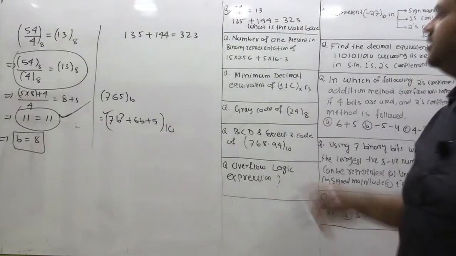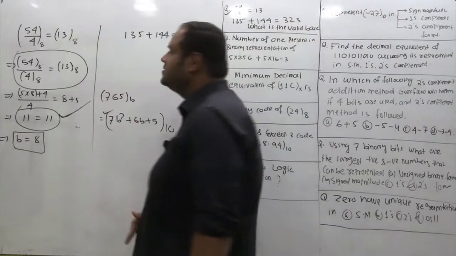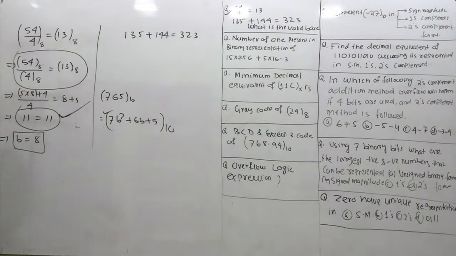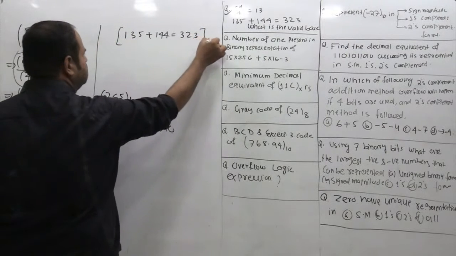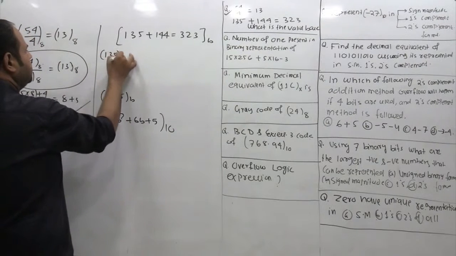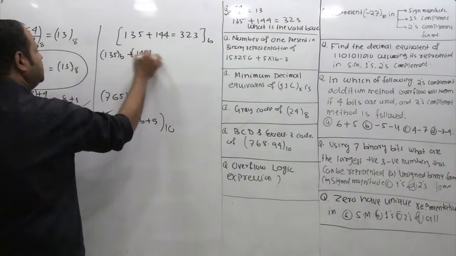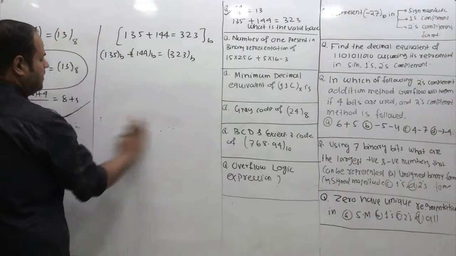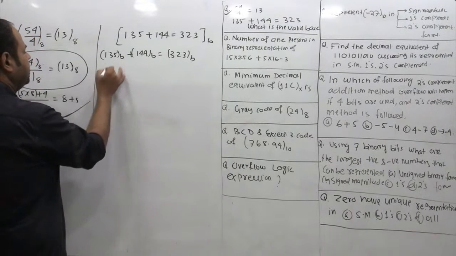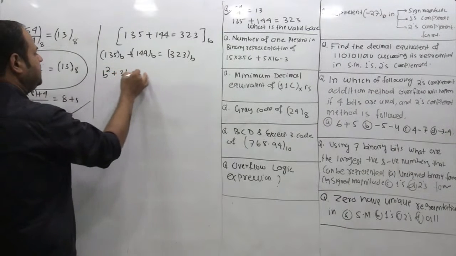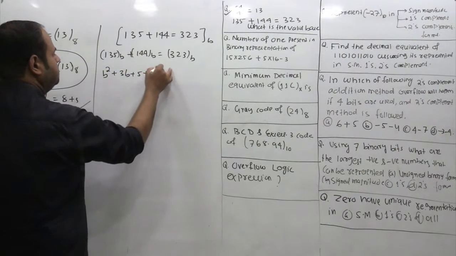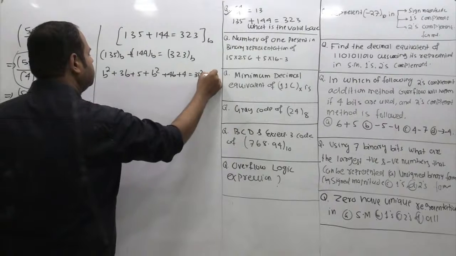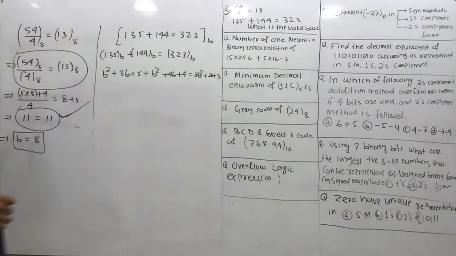Now I hope you understood this, and let us try to solve this question as well. This is also a similar model. This entire thing is in base B, you can assume. So I can equivalently write this as 135 base B plus 144 base B is equal to 323 base B. So again, if I convert this into base 10 format, how much will I get? b square plus 3b plus 5 plus b square plus 4b plus 4 is equal to 3b square plus 2b plus 3. Is that correct?